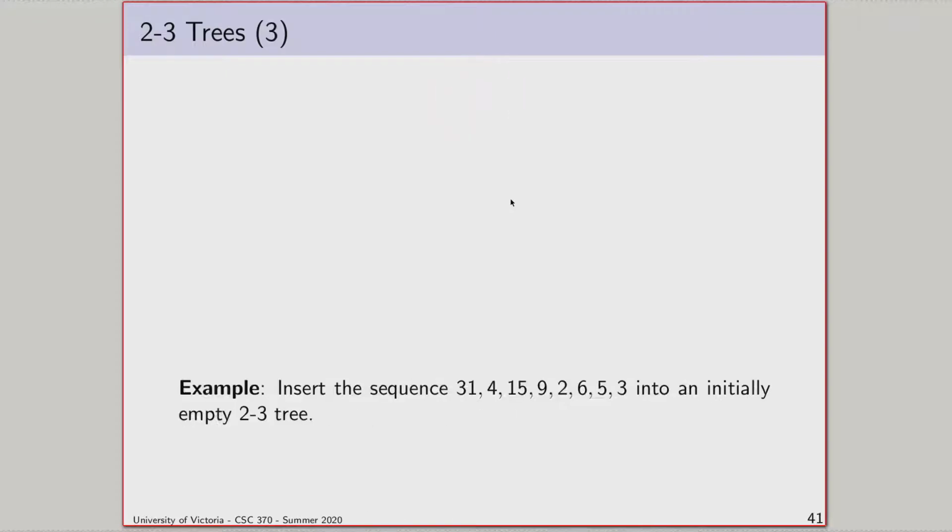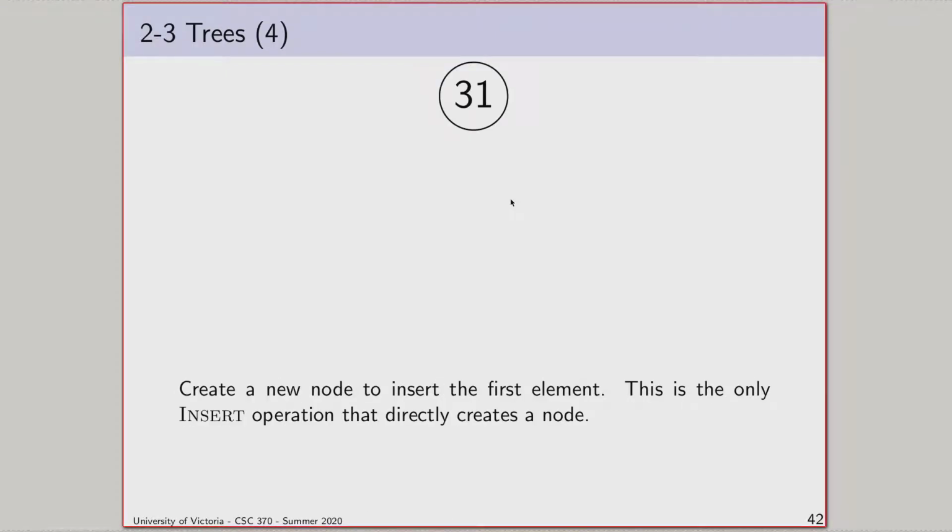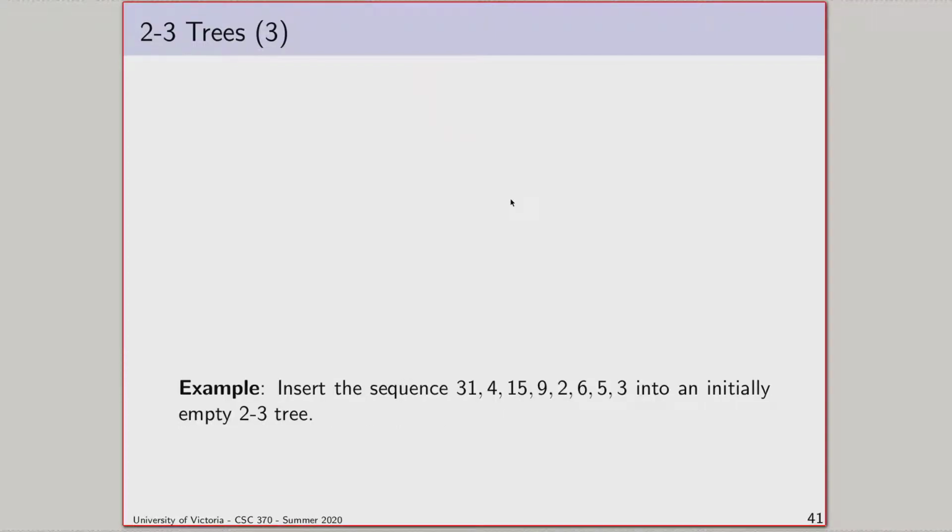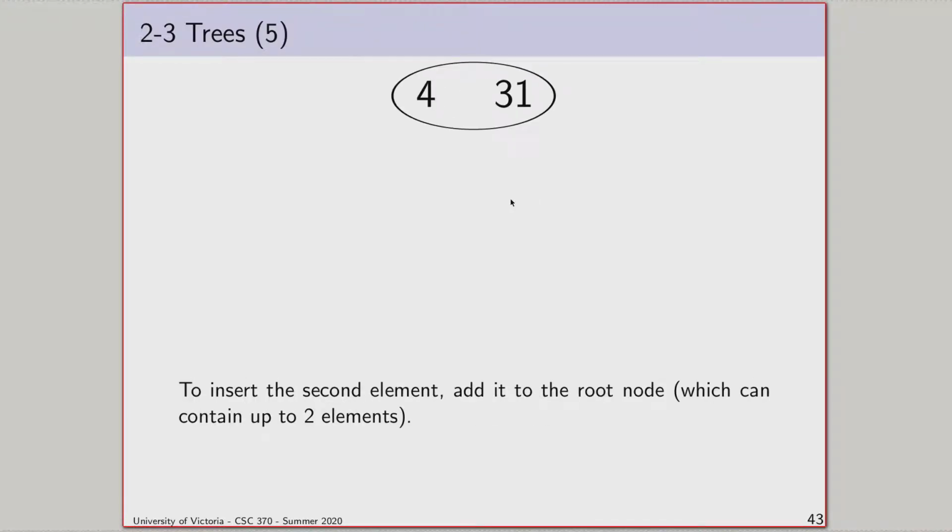Okay, so we insert the value 31. The tree was empty, so we create a new root. Now, by default, whenever we add a new key, we try to cram it into an existing node. Every node in a 2-3 tree can contain up to 2 keys. So when we want to add the next element, we just jam it into the node that contains 31. Now the node contains 2 keys. That is as big as it can get.